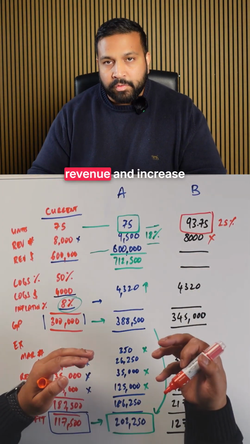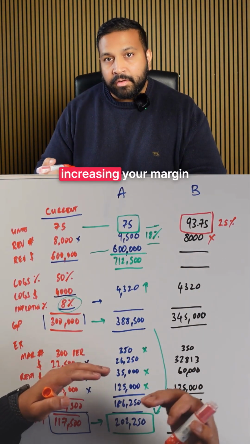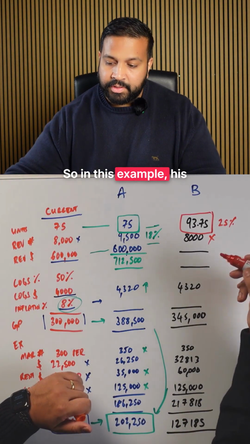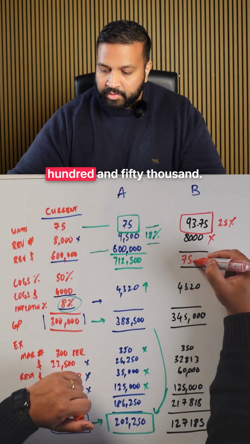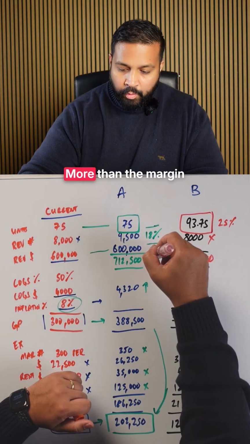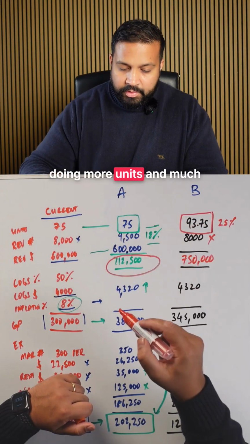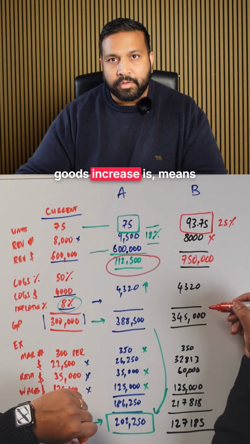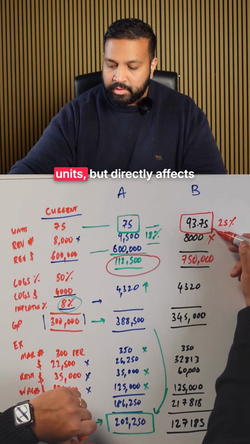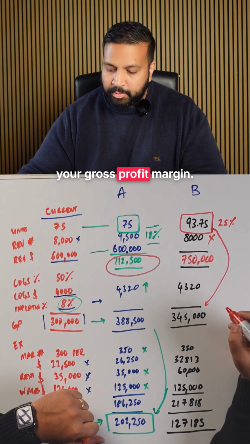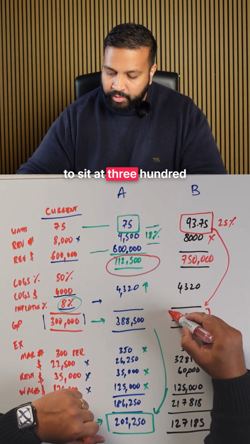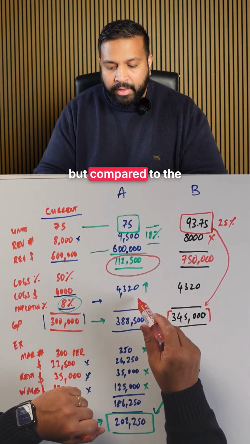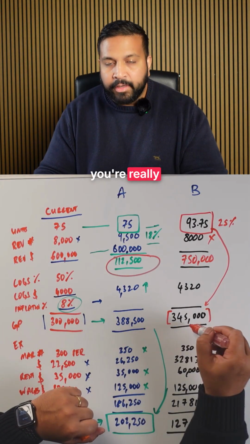But as you increase your revenue and increase your units, without increasing your margin on the gross profit side, you can have a bit of an issue that could occur. So in this example, his revenue is up $750,000 more than the margin approach, because you're doing more units, and much more at his current state. But the effect of our cost of goods increase means that, yes, you're doing more units, but it directly affects your gross profit margin. And right now, we're going to sit at $345,000. Compared to where we started from, fantastic, we've got growth. But compared to the margin approach, you're really hurting yourself.